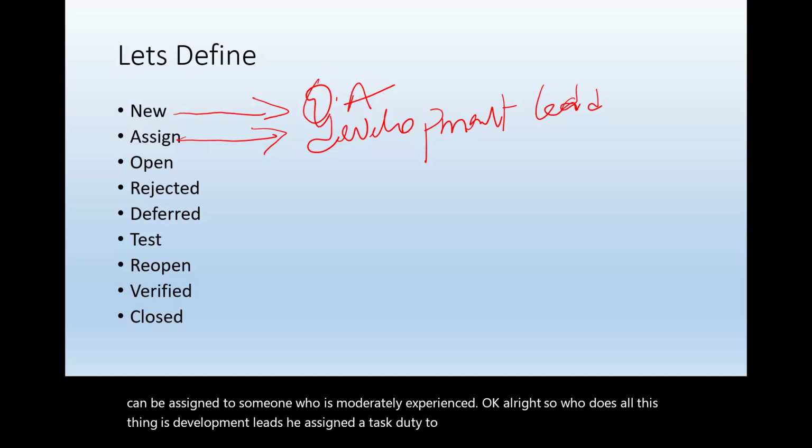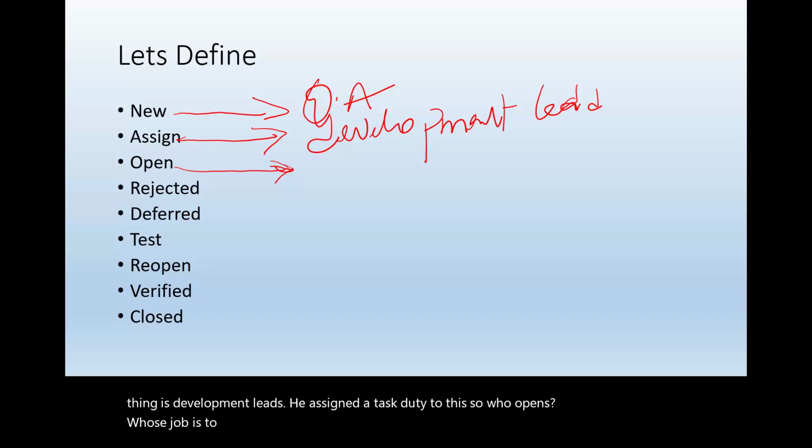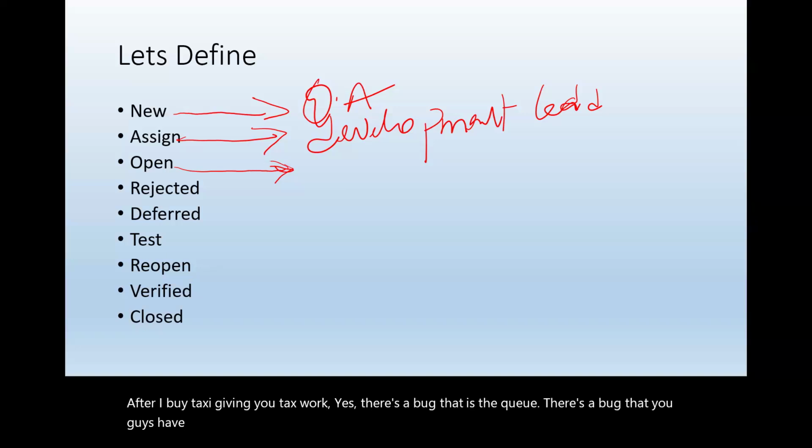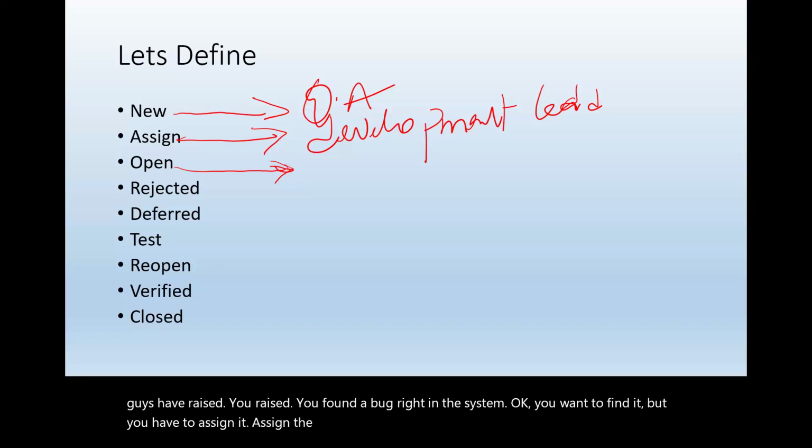So whose job is it to create a task under a bug? To create tasks under bugs. To create a task on that bug. Yeah, is it a lead? I'm talking about a task. He's giving you the task to work on. There's a bug that you guys, the QA, have raised. You found the bug, right? In the system.